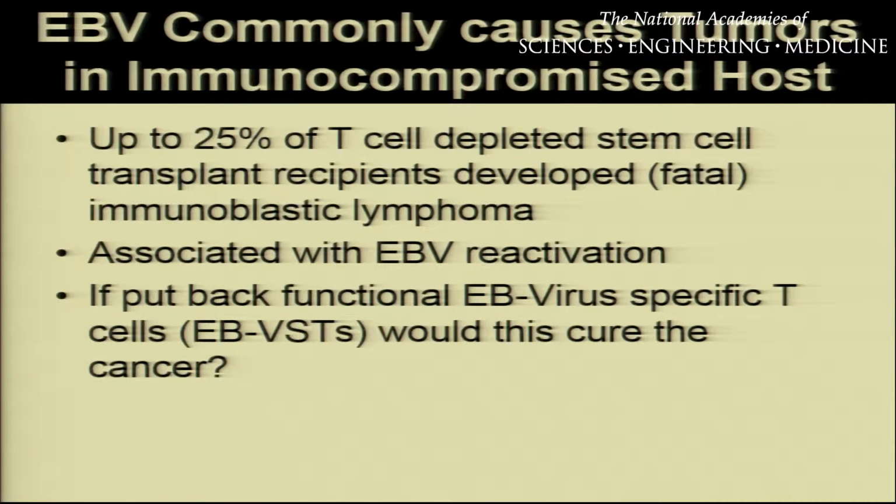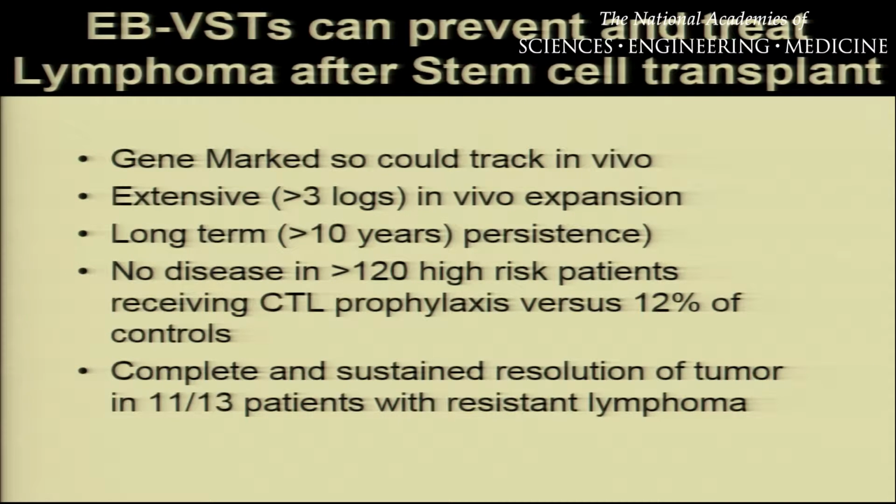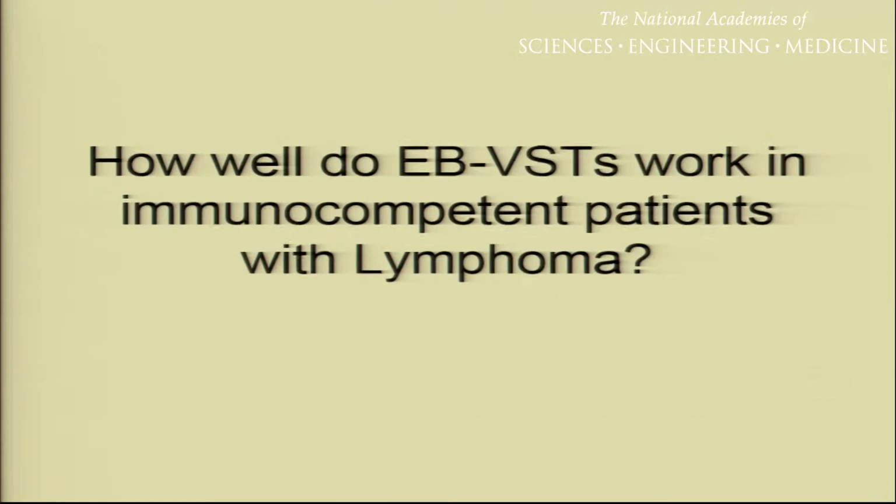So a long time ago, about 20 years ago now, we thought that if we could put back functional T cells that recognized Epstein-Barr virus antigens into these patients, we should be able to get rid of the antigen-infected cells and therefore destroy their tumors. And we genetically marked the cells so we could track them in vivo, and really found, I think, some fundamental features of T-cell therapies, which are that you get very rapid, very extensive expansion in vivo, 10,000-fold in just a very few days, that you get long-term persistence, more than 10 years, and in more than 120 high-risk patients, none of them got the disease. Importantly, though, 90% plus of the patients who had established immunoblastic lymphoma showed a complete and sustained response.